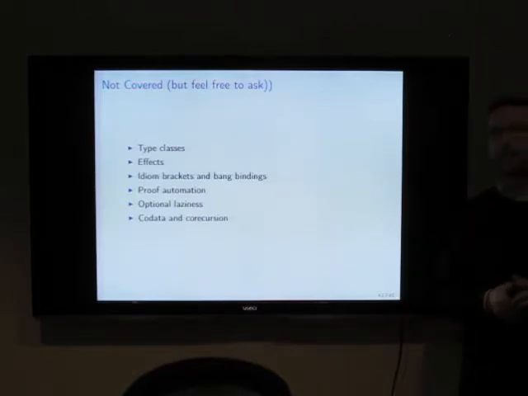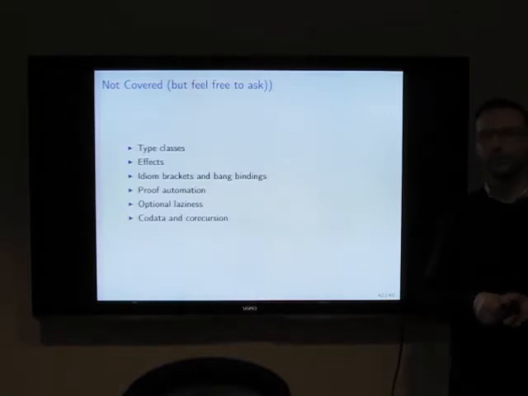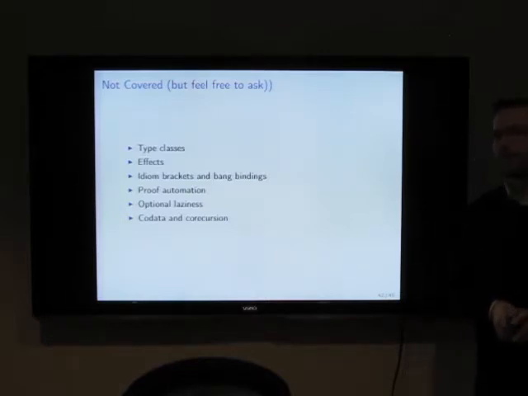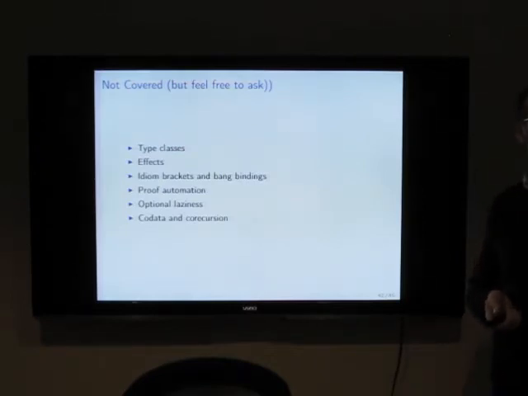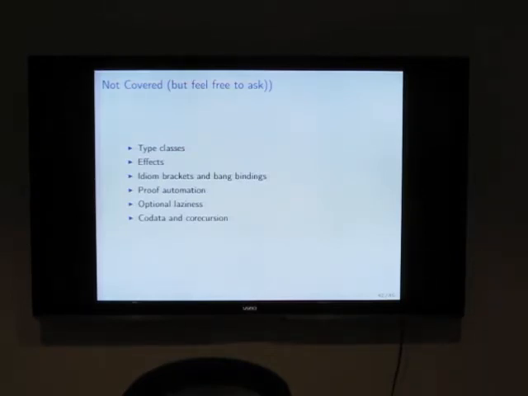Idiom brackets and bang bindings are two nice syntactic conveniences for dealing with applicative functors and monads. Proof automation, you only saw a tiny bit of. There's quite a lot of potential for that in Idris. I didn't get into that.